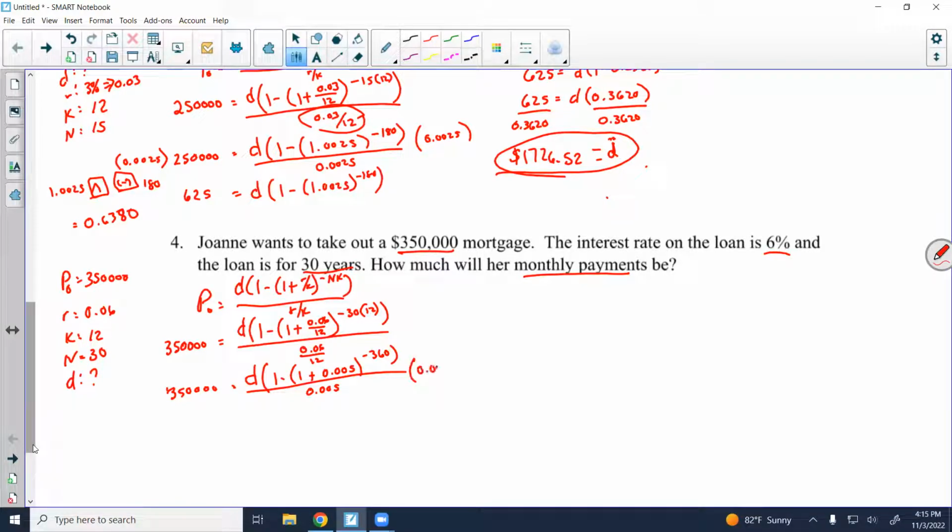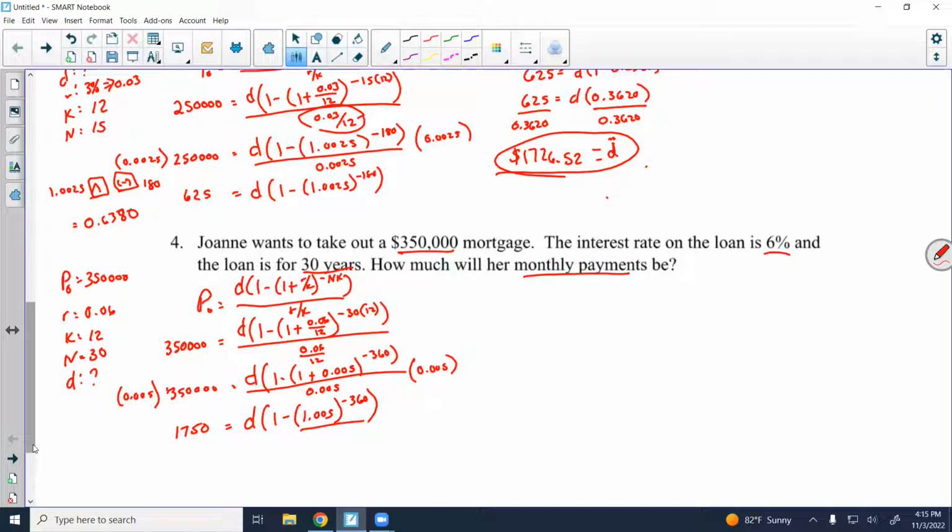So we can go ahead and multiply both sides by 0.005 to get rid of the fraction. So 0.005 times 350,000 equals 1,750. That gets rid of my fraction. So I have D times 1 minus, and this is 1.005 to the negative 360th.